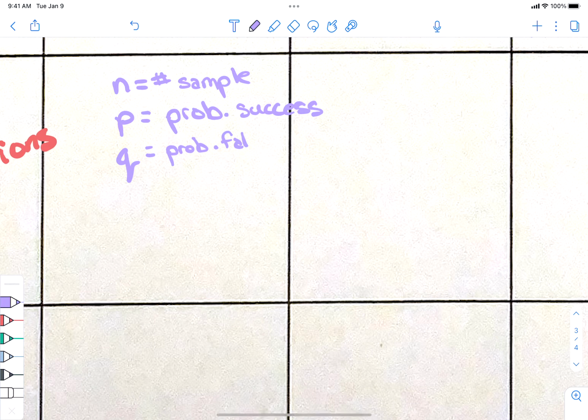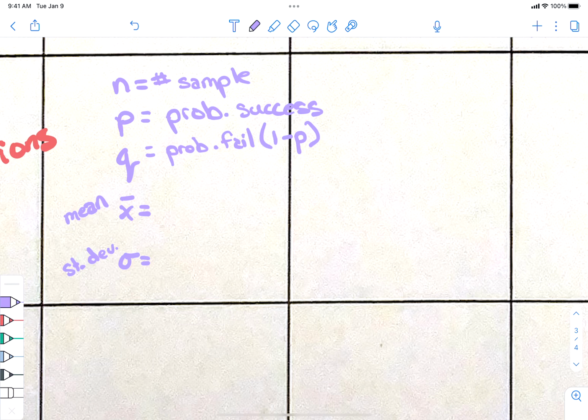And to find q, let me write that better. F-A-I-L. And to find q, it's 1 minus p, right? We know that, like 100% minus p will give you q, or 1 minus p gives you q. Okay, then we need x bar, which is the average or the mean, okay? And we need the standard deviation, okay?